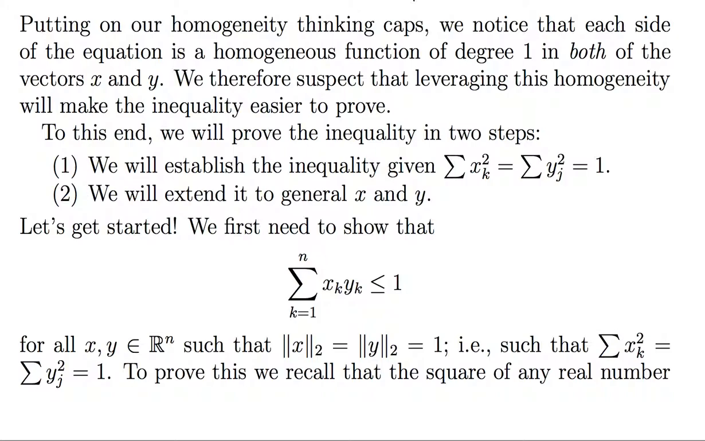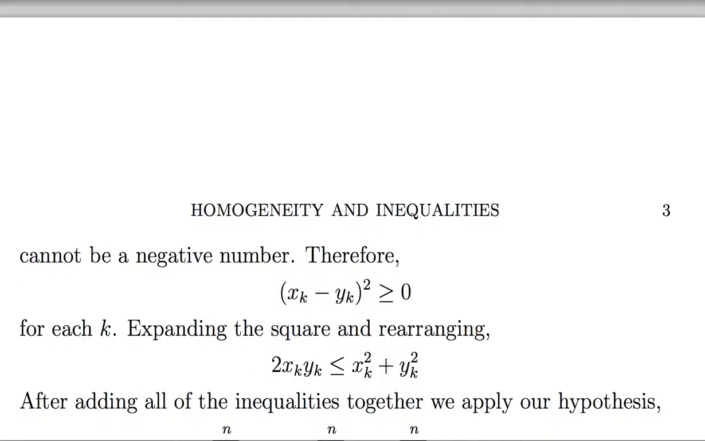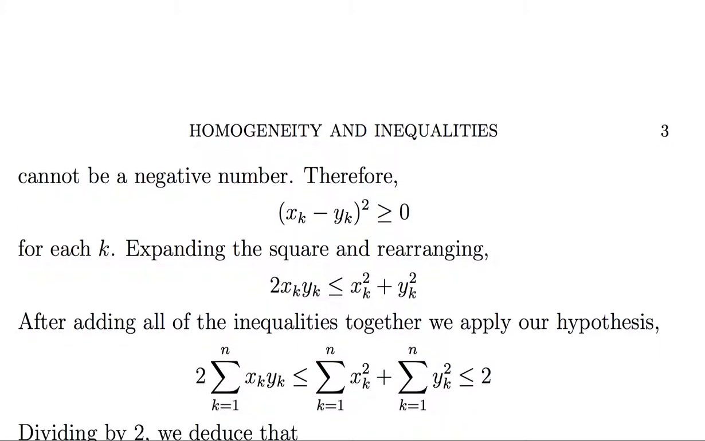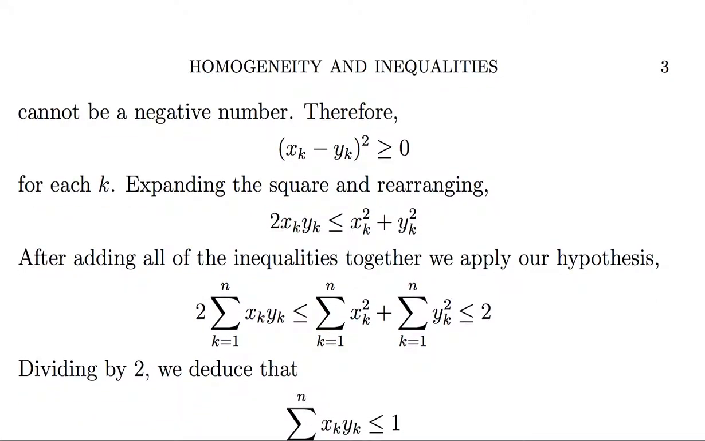To prove this, we recall that the square of any real number cannot be negative. Therefore, xk minus yk squared is greater than or equal to 0 for each k. Expanding the square and rearranging, we see 2 xk yk is less than or equal to xk squared plus yk squared. After adding all of the inequalities together, we apply our hypothesis.